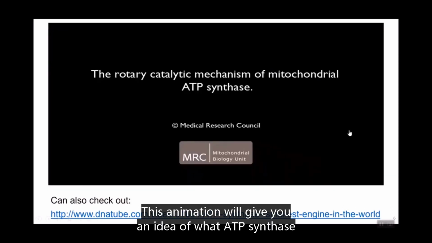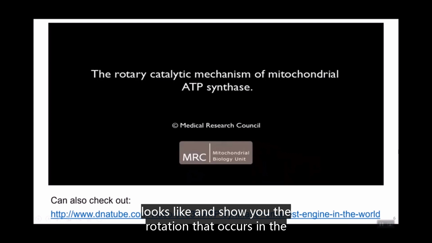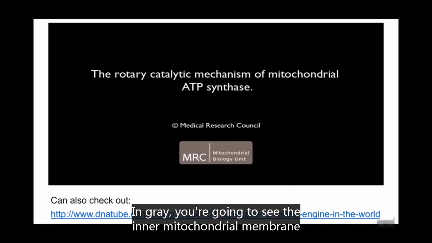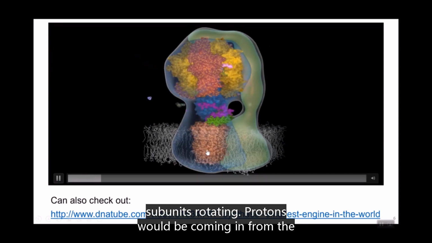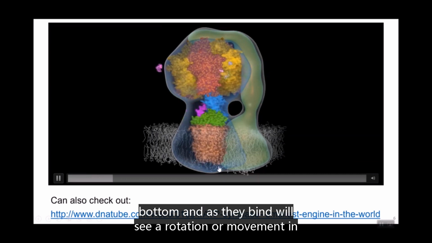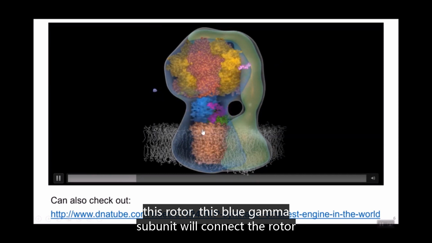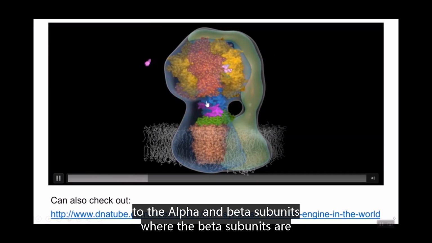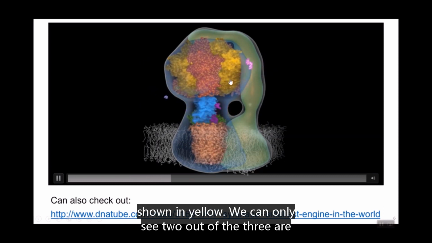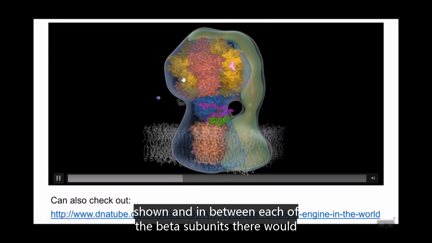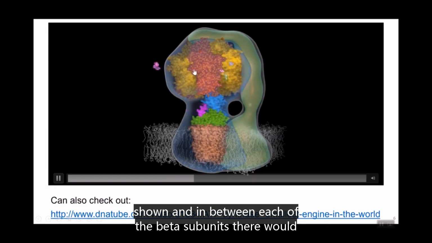This animation will give you an idea of what ATP synthase looks like and show you the rotation that occurs in the rotor of C subunits. In gray, you're going to see the inner mitochondrial membrane with the integral peach C subunits rotating. Protons would be coming in from the bottom, and as they bind, we'll see a rotation or movement in this rotor. This blue gamma subunit will connect the rotor to the alpha and beta subunits, where the beta subunits are shown in yellow. We can only see 2 out of the 3 are shown, and in between each of the beta subunits there would be an alpha subunit.